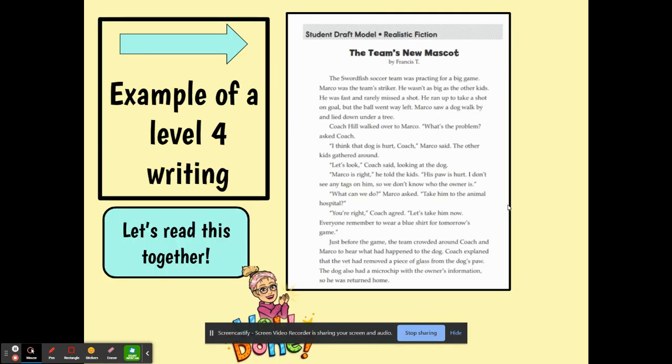All right, so this is an example of a level 4 writing. That's the highest grade you can get. And don't forget, your rubric is always accessible to you on your Wonders Writers workshop. And we'll look at that here in a second. So if you look at it already, it has wonderful dialogue. You can see that there are quotation marks where the characters are speaking. You also see that there's descriptive detail. It just looks very cohesive. If you want to pause this and read it, I would encourage you to do that.